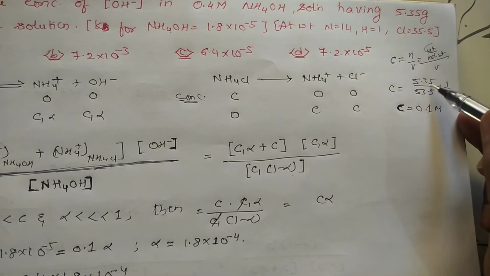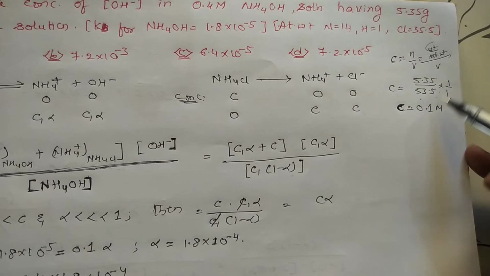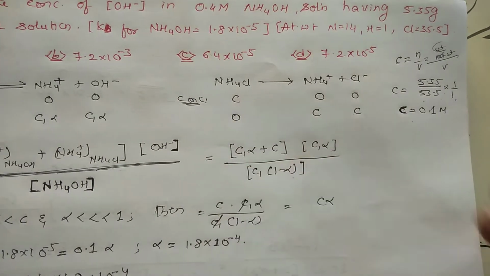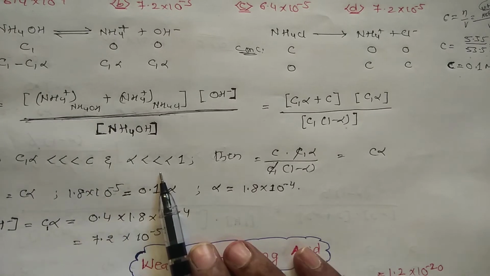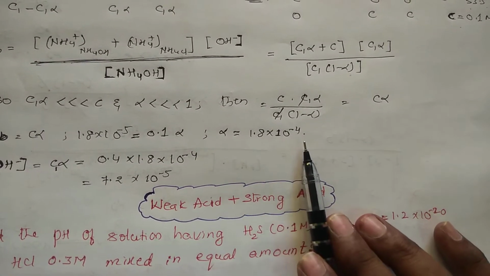Weight is how much? This one 5.35. Molecular weight is 53.5 and volume is 1. So concentration is 0.1. Instead of mentioning here concentration, he has mentioned in terms of weight. So if we calculate this, you know that C1 alpha is very less than C and alpha is very less than 1. So finally you will be getting alpha value 1.8 into 10 power minus 4.